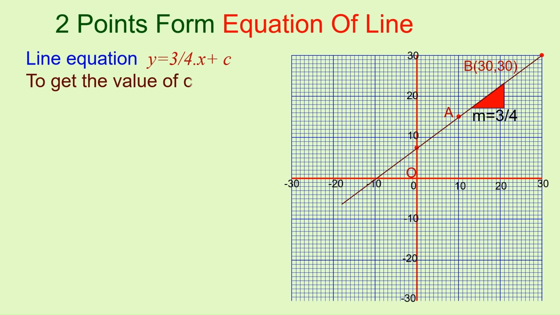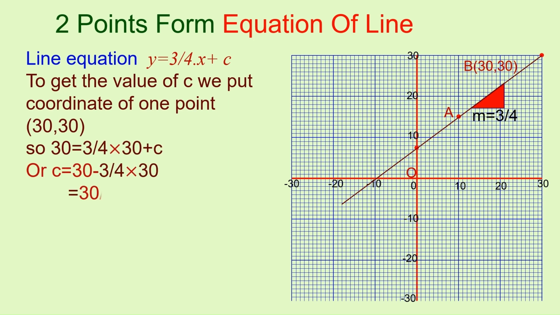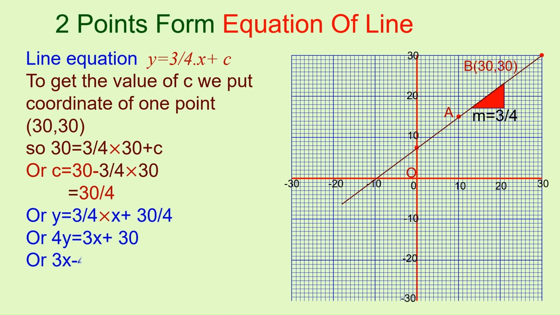Line equation y equals 3/4 x plus c. To get the value of c, we put the coordinates of one point, (30, 30). So 30 equals 3/4 times 30 plus c, or c equals 30 minus 3/4 times 30, equals 30 divided by 4. Putting the value of c, we get the equation as 3x minus 4y plus 30 is equal to 0.